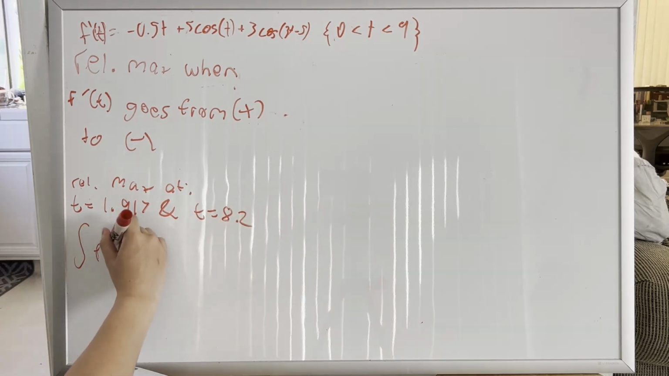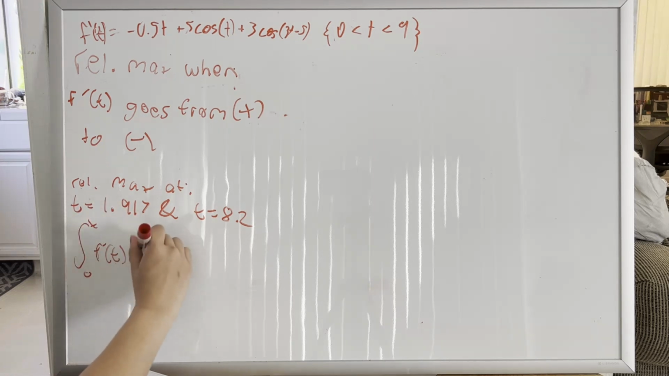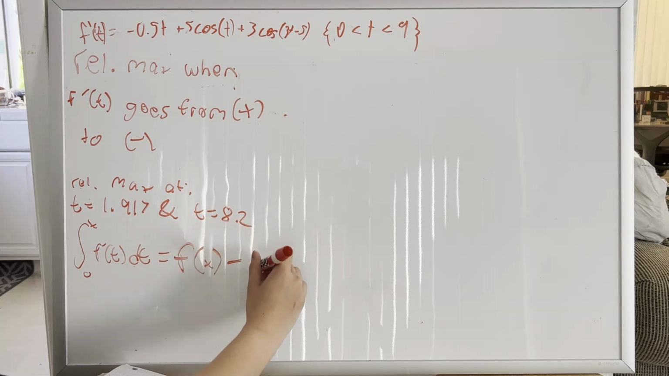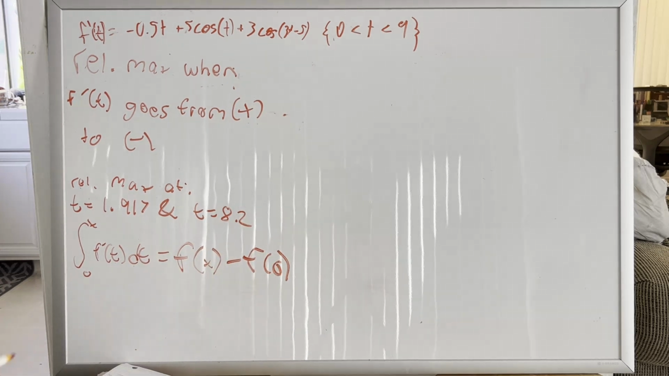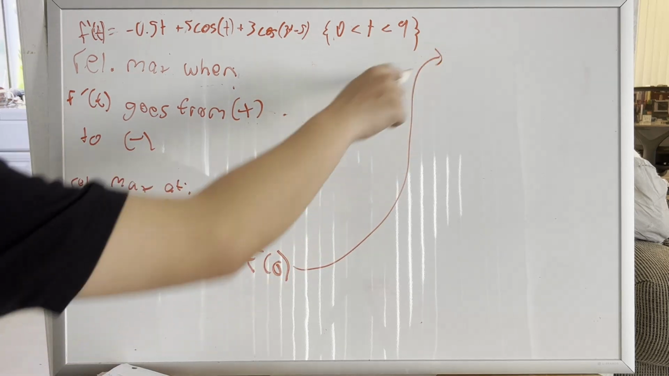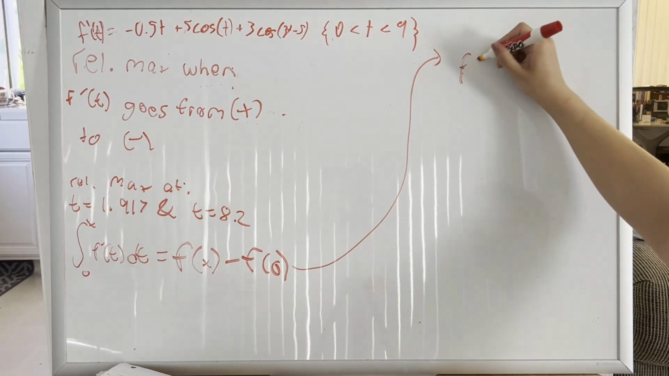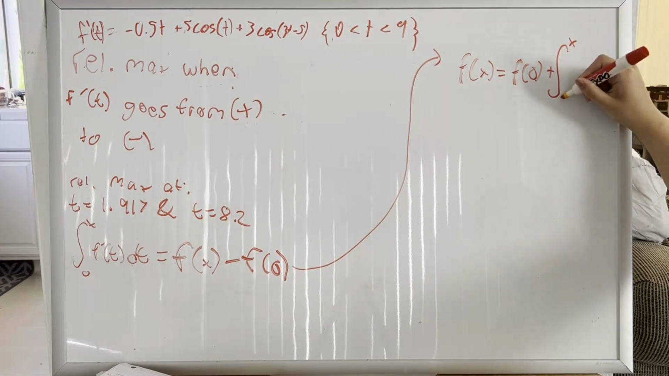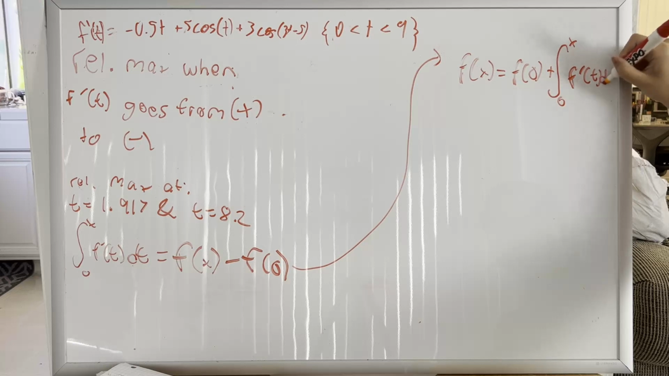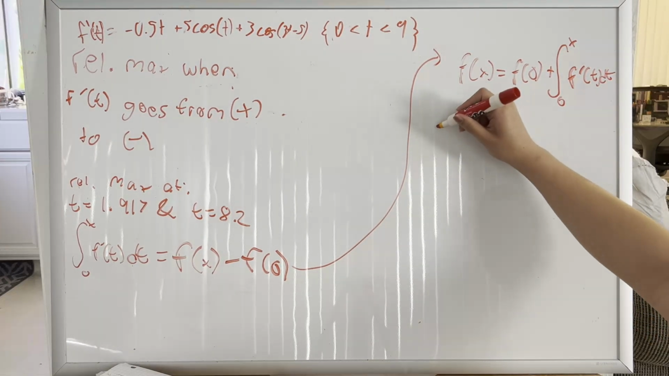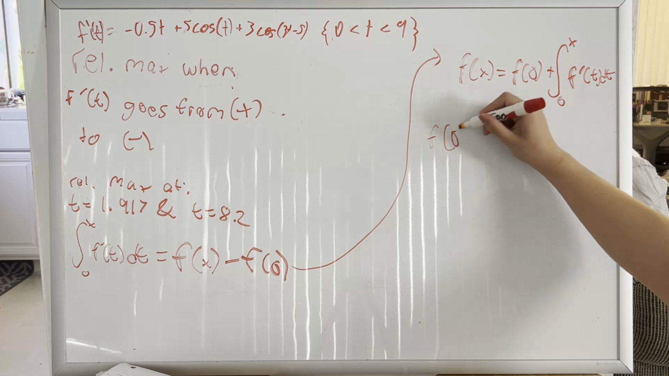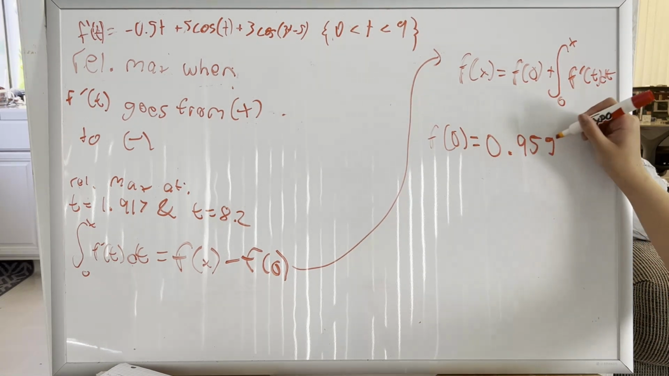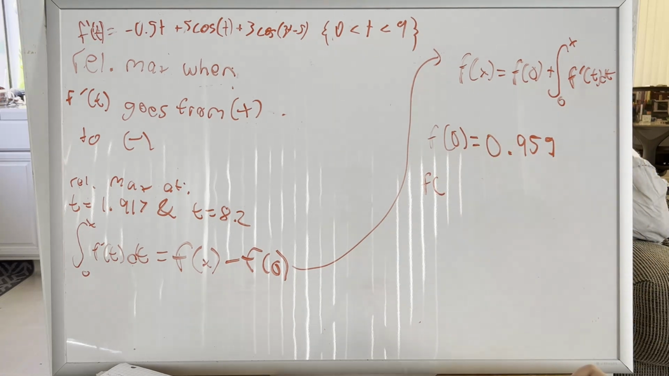Using the fundamental theorem of calculus, we get that the integral of f prime of t from 0 to x is f of x minus f of 0. We can rearrange this into f of x equals f of 0 plus the integral of f prime of t from 0 to x. To find the absolute max of Aaron's money, we have to plug in the endpoints and critical numbers. At t equals 0, he has $959,000.